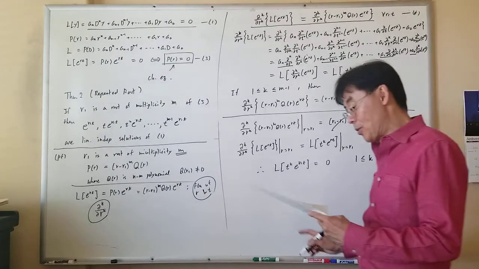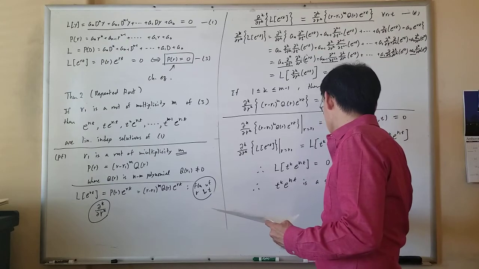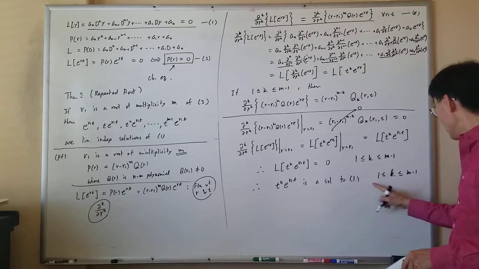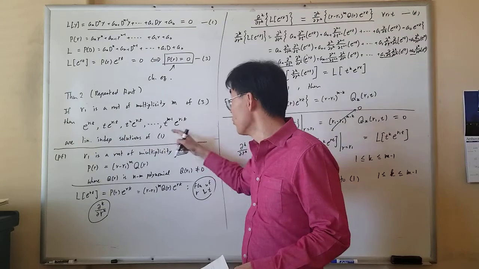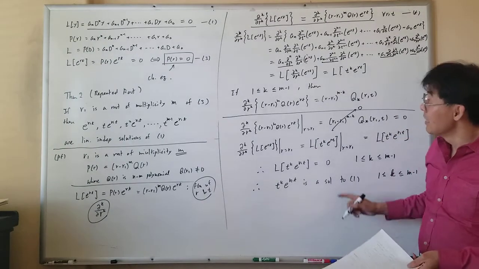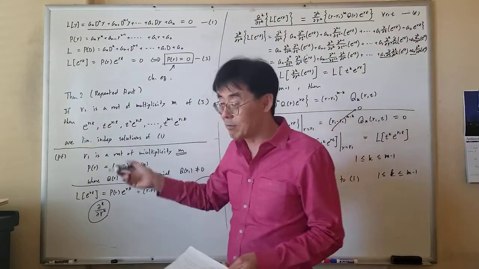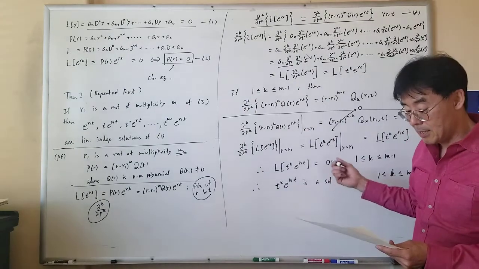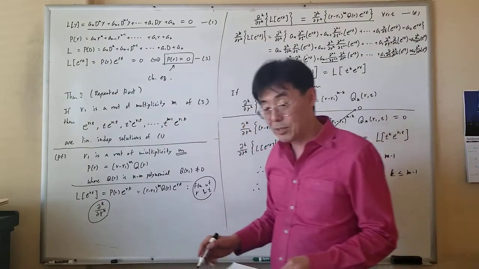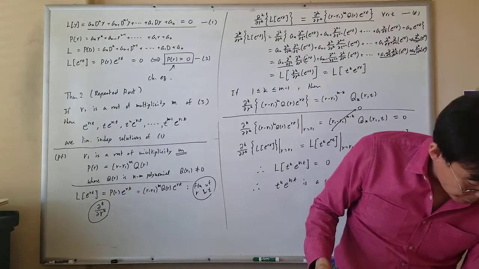Okay? So what does it mean? t to the k e to the r1 t is a solution to number 1, for all k up to n minus 1. From here to here, we already know that this is a solution, even for this, also a solution. Okay? This is a very clever argument, right? Instead of trying to plug in everything, and that would be almost impossible. All right? Now, linear independence, I'm going to skip. It's a tedious one. So the most important argument is this. All right?